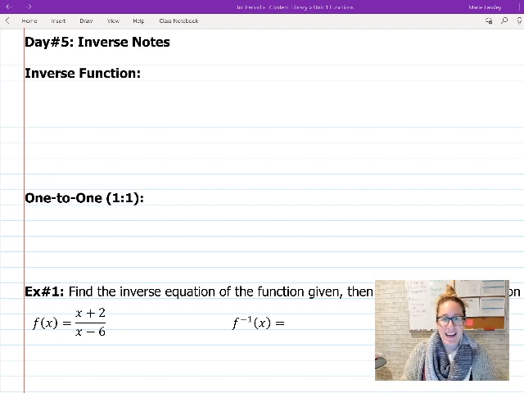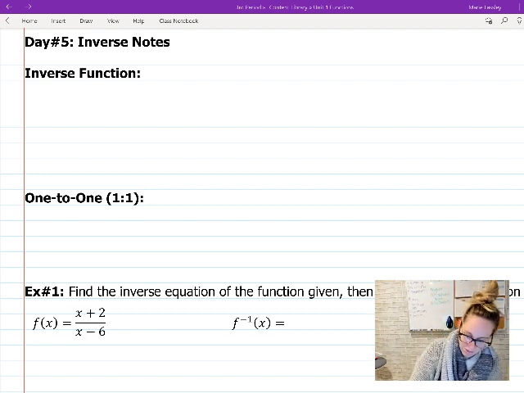So first off, an inverse function is basically the undoing of some function. All right, so that's kind of my definition I like to give. All right, so it's like the undoing of some function.